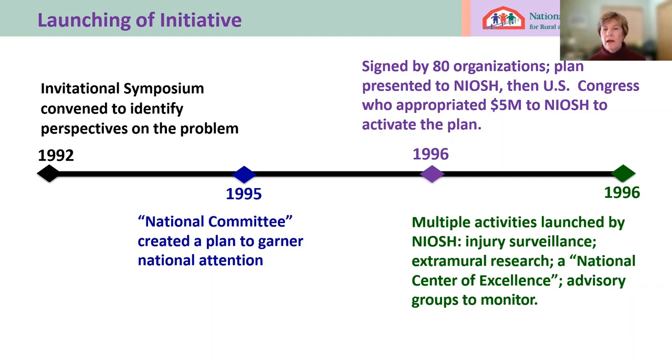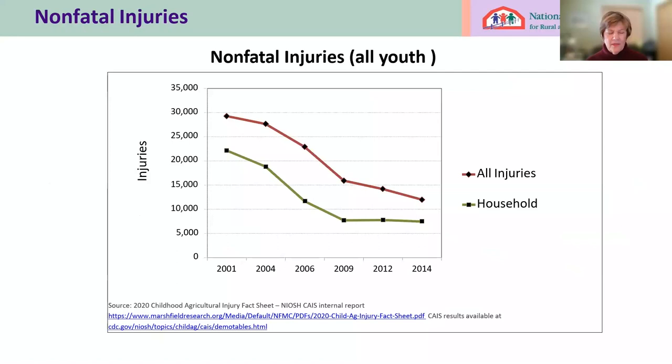Next slide. This graph depicts the overall decline in non-fatal injuries from 2001 until 2014, which is the last year that surveillance was conducted by NIOSH, and they had been working with the National Ag Statistics Service. The green line reflects children living on farms, while red is the total of all children. We learned that on average, every day, about 33 children are injured in a farm-related incident.